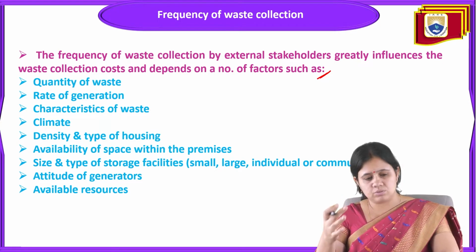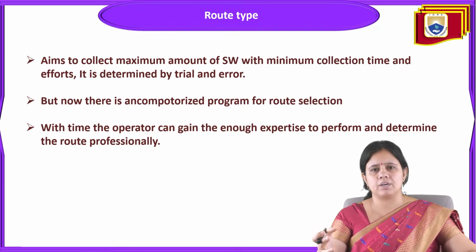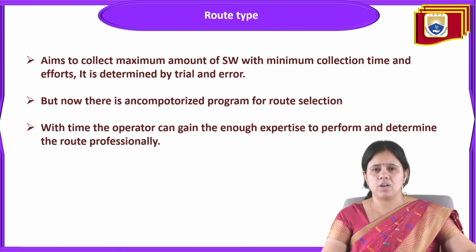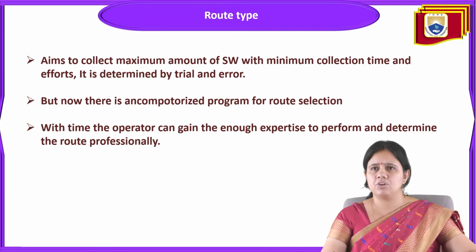So now comes the next factor, the route type. Route type is also very important while designing operation for the haul container system. For the haul container system, first it aims to collect the maximum amount of solid waste with minimum collection time and effort. It is determined by trial and error. But now there is a computerized program for route selection also. With time the operator can gain enough expertise to perform and determine the route professionally.